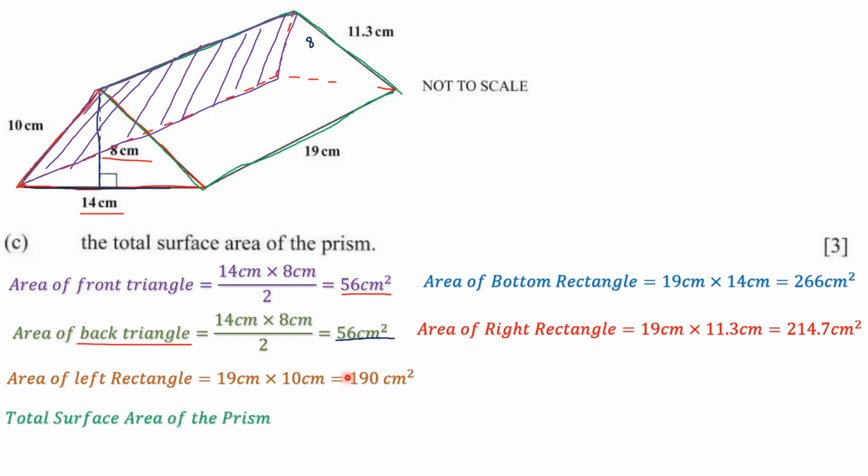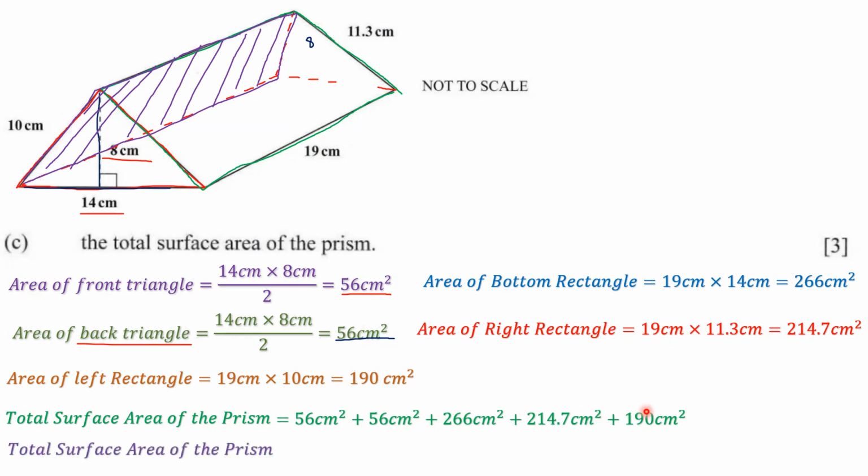Okay, now what we need to do is find the total surface area of the prism. The total surface area of the prism is going to be 56, which is this one, plus 56, which is that, plus 266, which is that, plus 214.7, which is that, plus 190. When we add them all up, we get the total surface area of the prism, which is 782.7 centimeters squared.